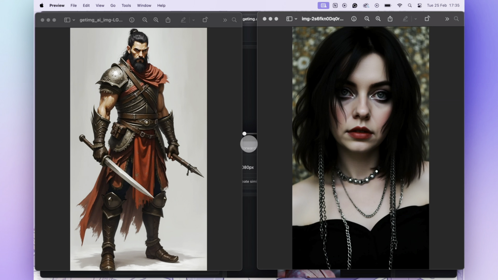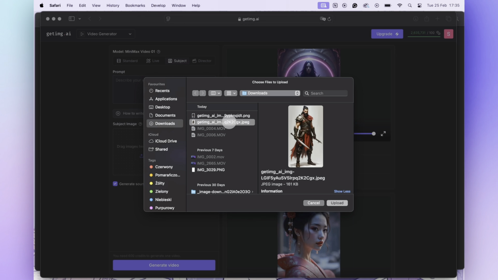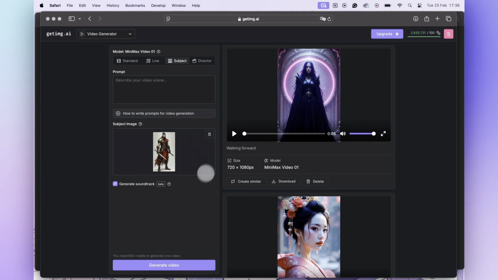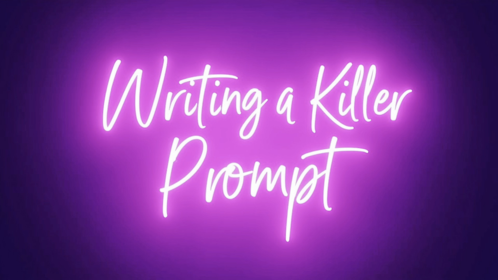Let's test it out. First, I will upload this sketch of my character. And just to show you it works with real people too, I'm gonna also try this pic of me looking mysterious or awkward. Depends how you see it. Writing a killer prompt.